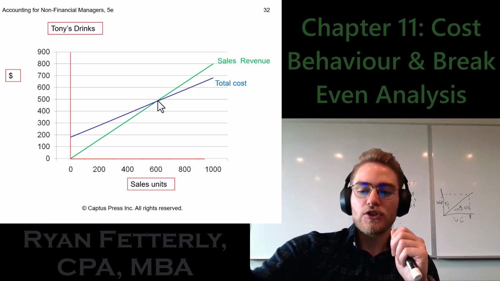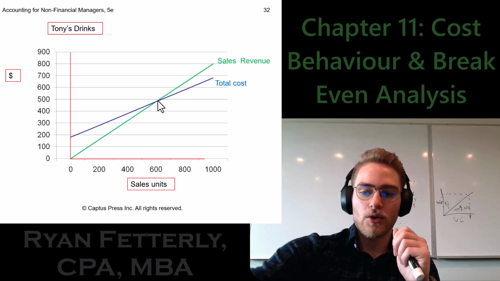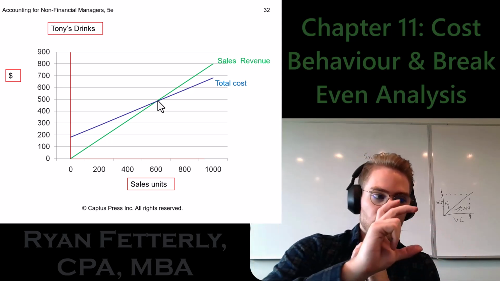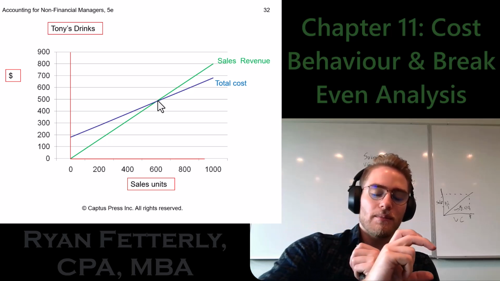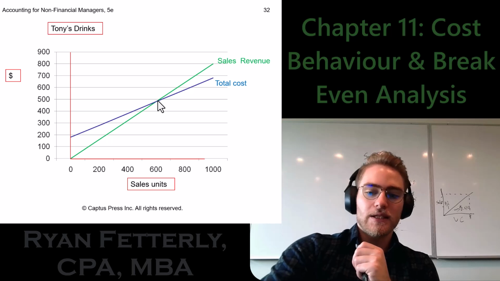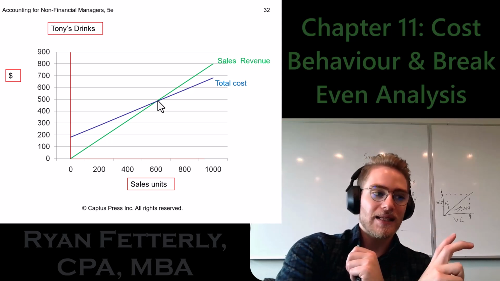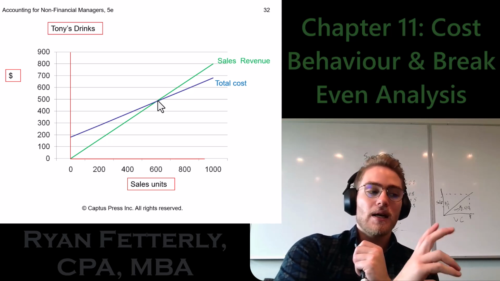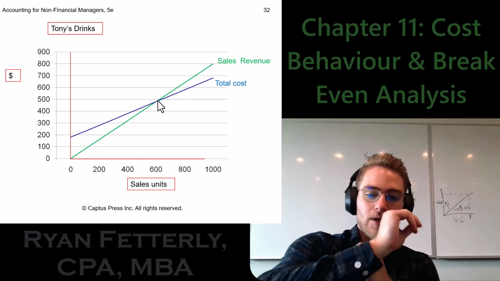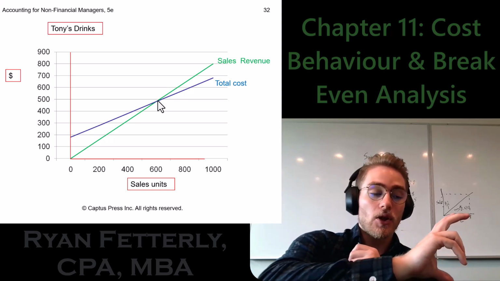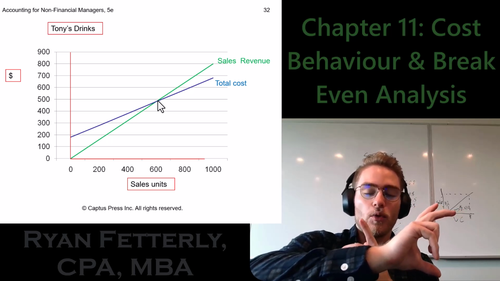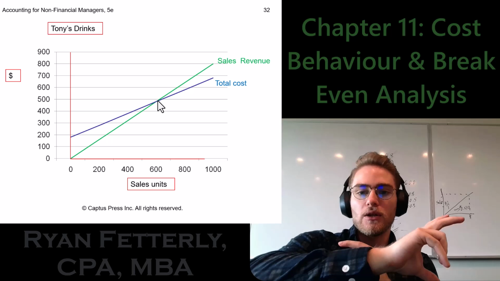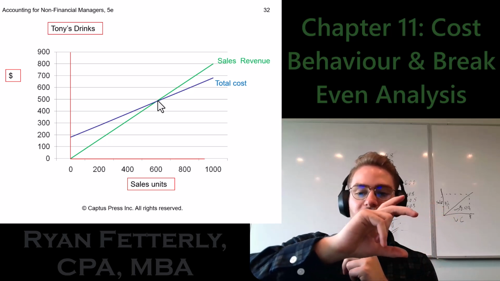point, right? So the distance between the sales revenue line and the total cost line before the break-even point is your loss. You'll notice the loss gets bigger and bigger until we hit zero sales dollars. At that point, the loss is 180 because that's our fixed cost. Then the loss gets smaller and smaller as we have more sales, and those sales contribute 30 cents every time we have a sale.